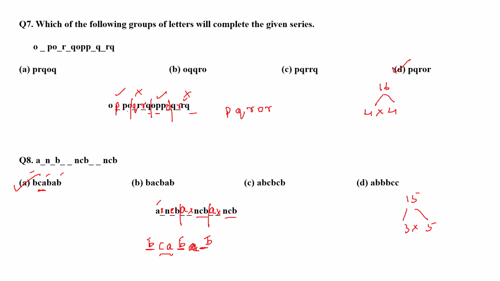Now moving to next question. Now question number 7, here also you have to fill the series. So let's find the difference between the numbers which is next to each other. So here the difference is 13, here the difference is 26, here difference is 52, here is 104.